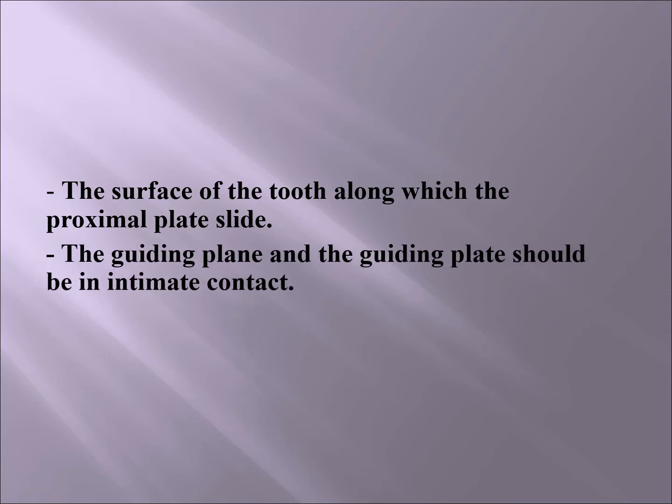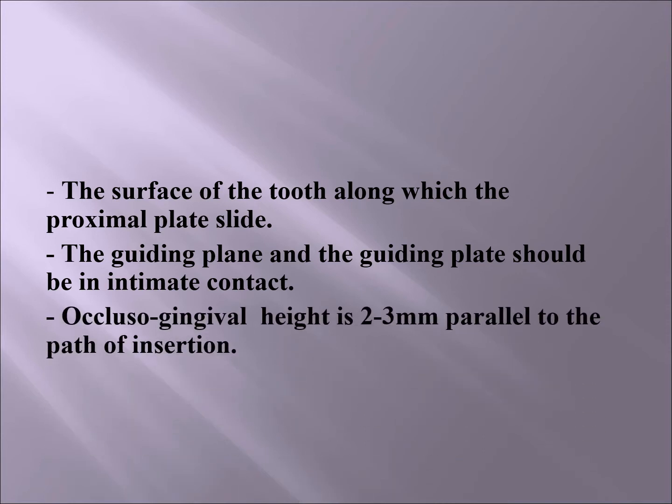Now, the surface of the tooth along which the proximal plate slides is the guiding plane. The guiding plane and the guiding plates should be in intimate contact. The intimate contact between the guiding plane, which is the prepared surface of the tooth, and the guiding plate, which is the component of the partial denture that comes in contact with the guiding plane, in addition to limiting the path of insertion and removal, provides retention via the friction between the guiding planes and guiding plates. Usually, the occlusal gingival height of the guiding planes is around 2 to 3 millimeters parallel to the path of insertion and removal.